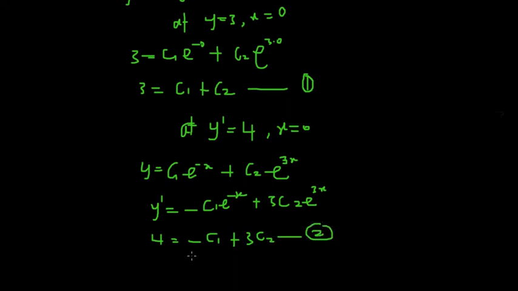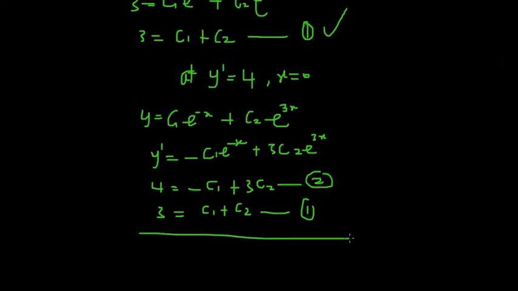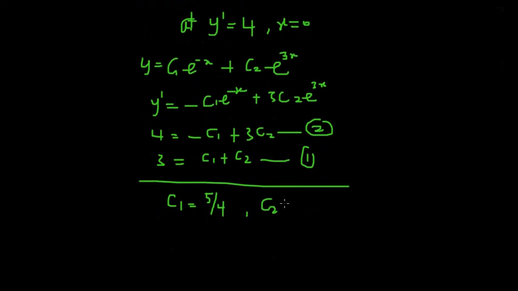So now we can solve this simultaneously. We have from 1, 3 is equal to c1 plus c2, and from 2, 4 is equal to minus c1 plus 3c2. When you solve this simultaneously, you can use the calculator, or you can just use your normal algebra to prove this. We will notice that c1 is equal to 5 on 4, and c2 will be equal to 7 on 4.